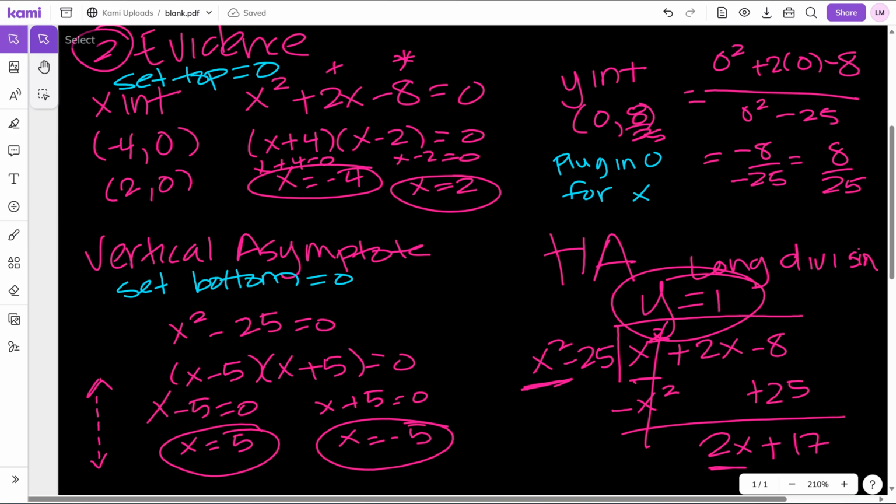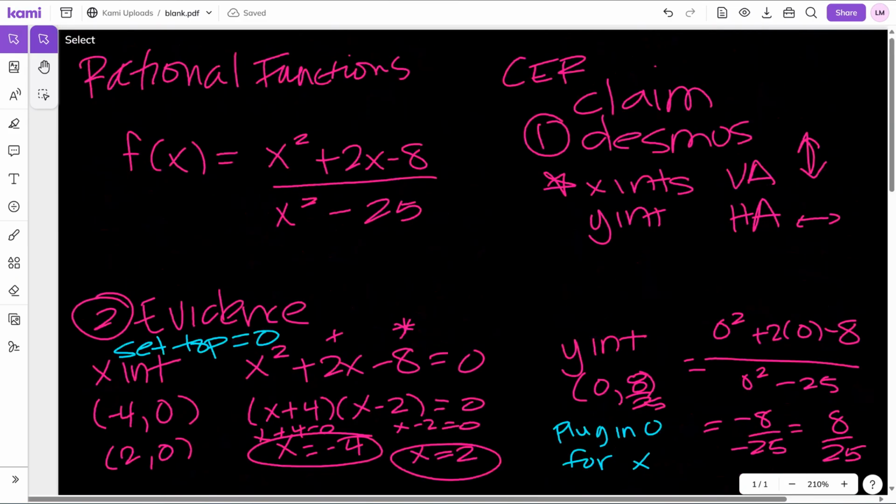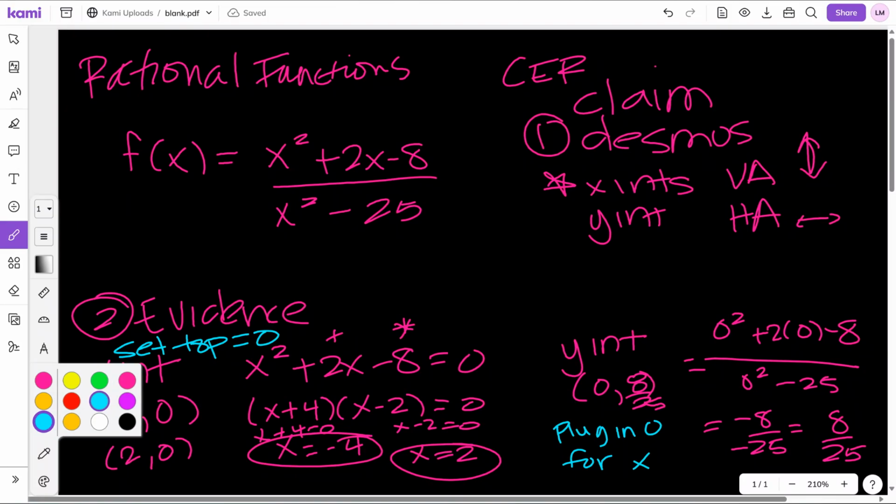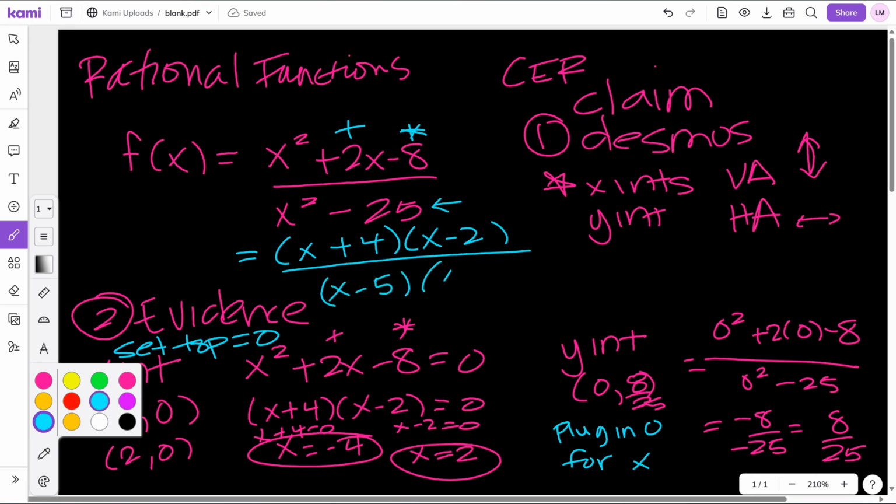Okay, so I'm going to go back real quick because I was trying to hurry. But I probably would factor this before I even started. So I would go ahead and factor this into numbers that multiply to be -8 and add to be 2. So x plus 4, x minus 2 over, and then this is difference of squares, x minus 5, x plus 5.